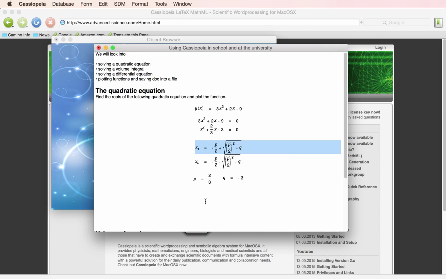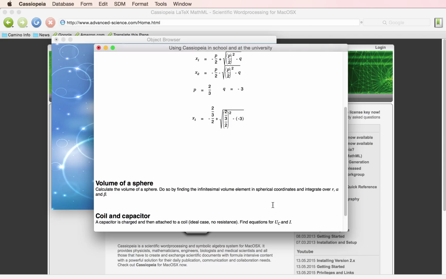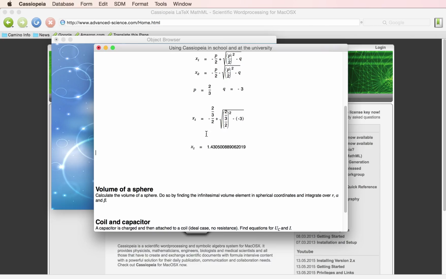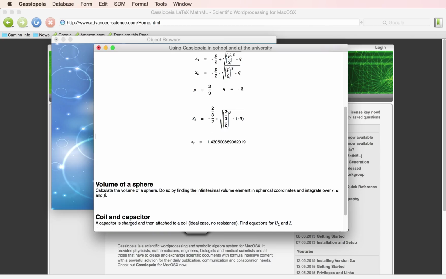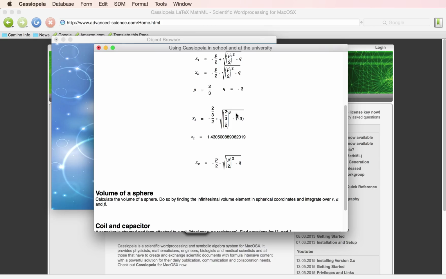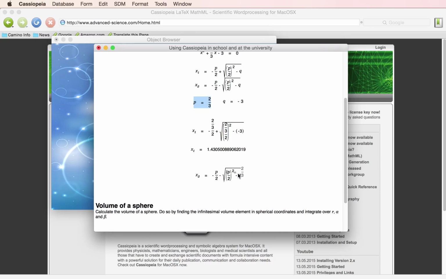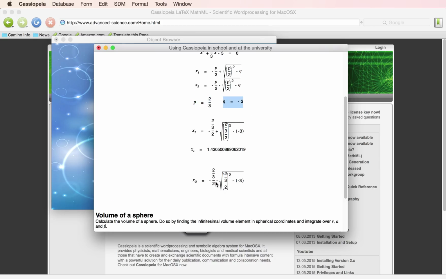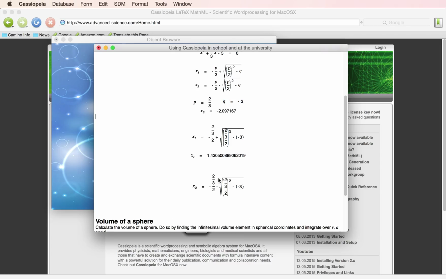Let's make a copy of this one and drag in these values. Now we can make use of a new feature of Cassiopeia, which is a Command-Alt double-click to solve such an equation and calculate the actual number. We do the same for the second solution. Drag in the values and do a Command-Alt double-click.